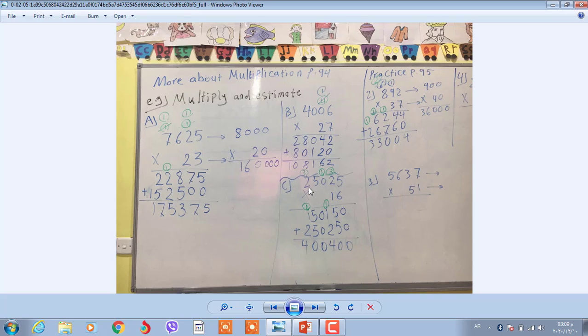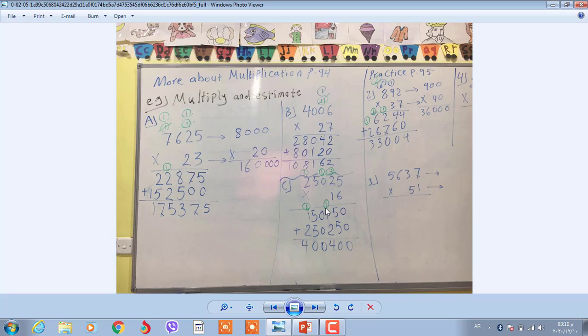In question C also we have 25,025 multiplied by 16. 6 multiply 5 equals 30. Write down 0, 3 up. 6 multiply 2 equals 12. 12 plus 3 equals 15. Write down 5 and 1 up. 6 multiply 0 equals 0, plus 1. Write down 1. We have 1. 6 multiply 5 equals 30. Write down 0 and 3 up. 6 multiply 2 equals 12. 12 plus 3 equals 15.